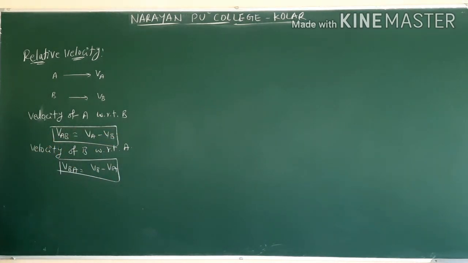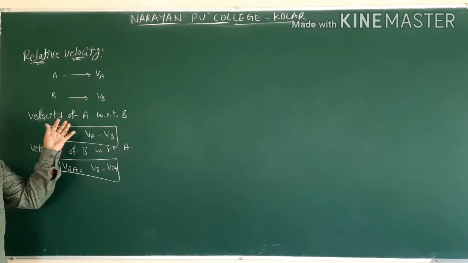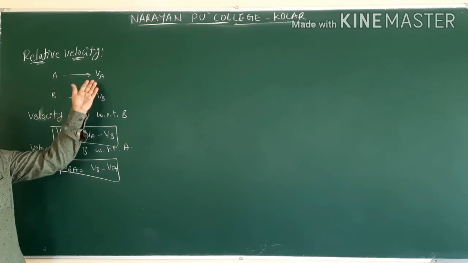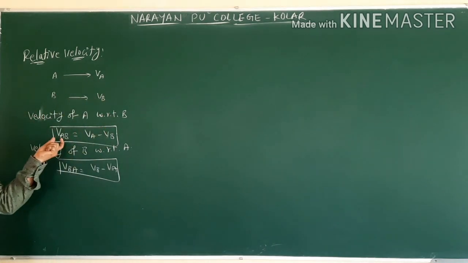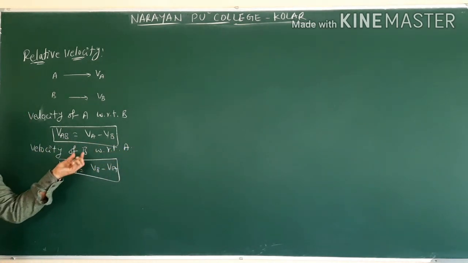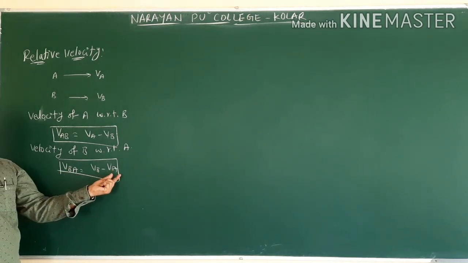So this is the equation, and you can say the definition also. If two objects A and B are moving with different velocities VA and VB, then the relative velocity of A with respect to B is defined as VAB equals VA minus VB, or the relative velocity of B with respect to A is defined as VBA equals VB minus VA.